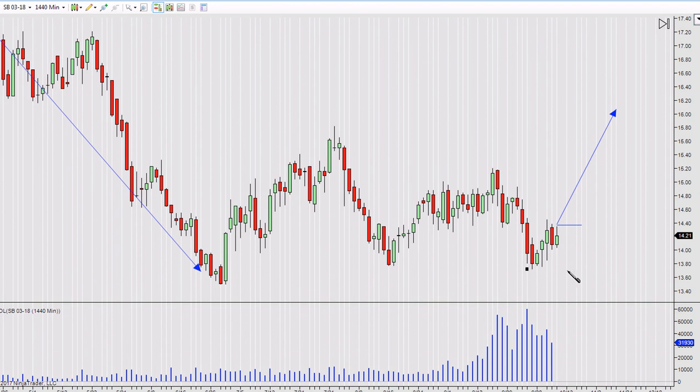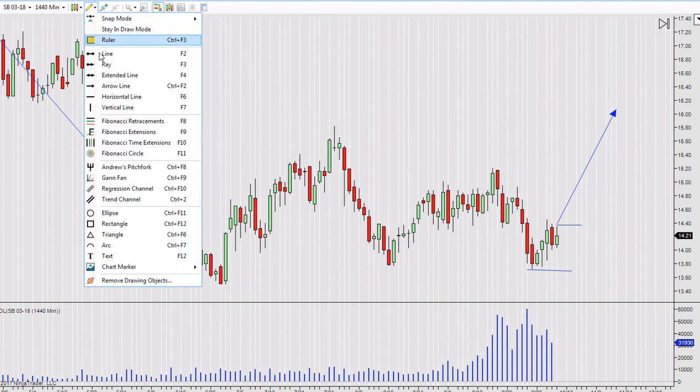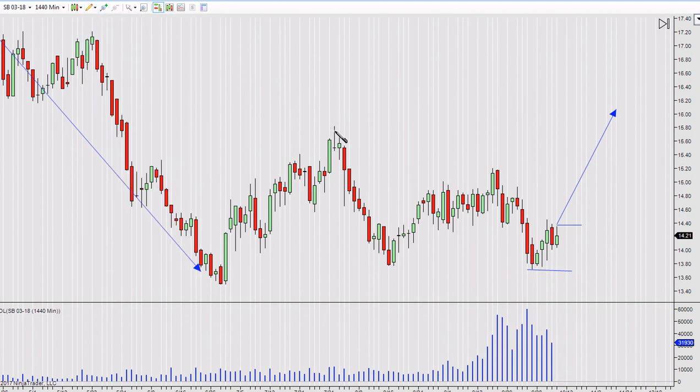And I want to have a stop here. And where is my target? My target is somewhere around the top of the trading range. Somewhere a little bit below it. So you can see the distance from here to here is our risk, and here to here is our target.